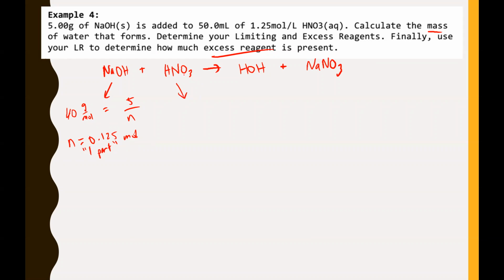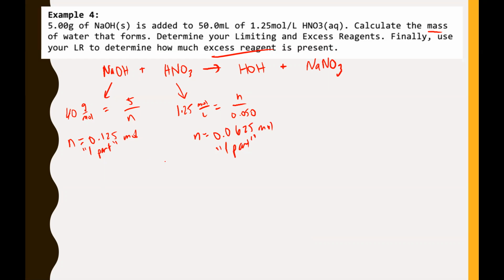Now let's do the same thing to this HNO3. Notice this time around, though, we had a concentration that's almost nicer to work with. 1.25 moles per liter equals some number of moles, which is what we're looking for, divided by some number of liters, which is going to be 0.050. Multiply it over, you're going to see that N is going to equal 0.0625 moles. And this, once again, also represents 1 part.